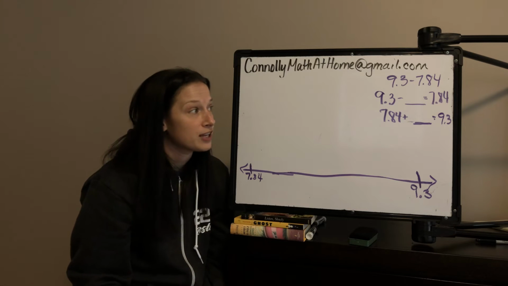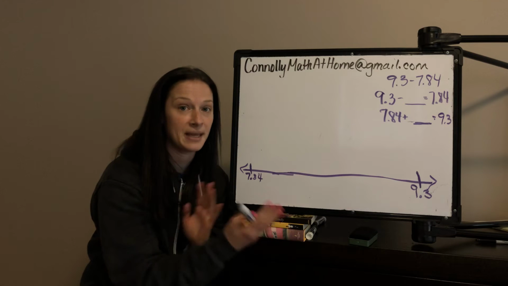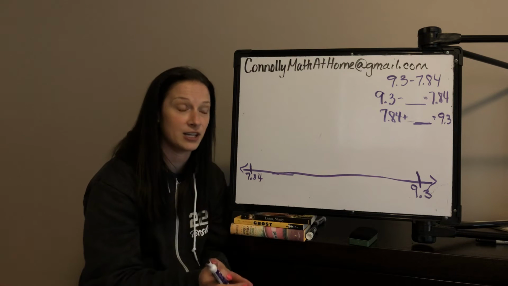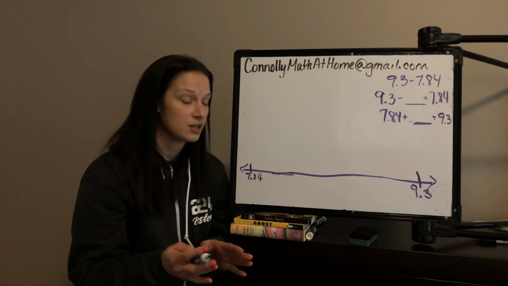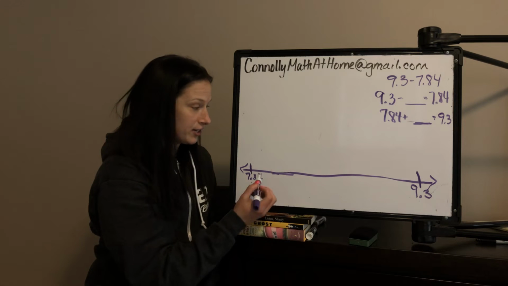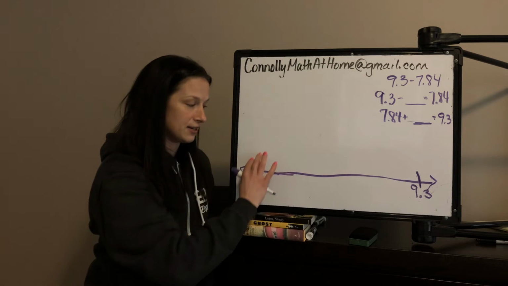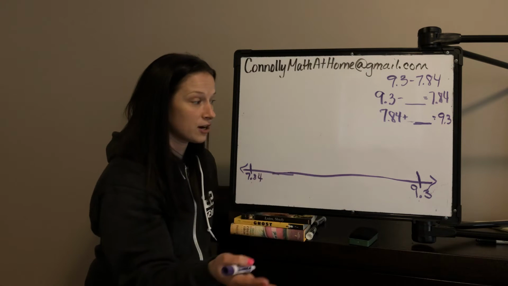So first, we'll think about subtracting back. Then we'll think about adding up. And again, both of them are going to get you the same distance between the numbers. Okay, so our answer is going to be in a different place. You see 9 3/10, 7 84 hundredths are here. Our answer is going to be what is the difference between the two numbers? It's going to be up here. All right, so let's start with subtracting back.